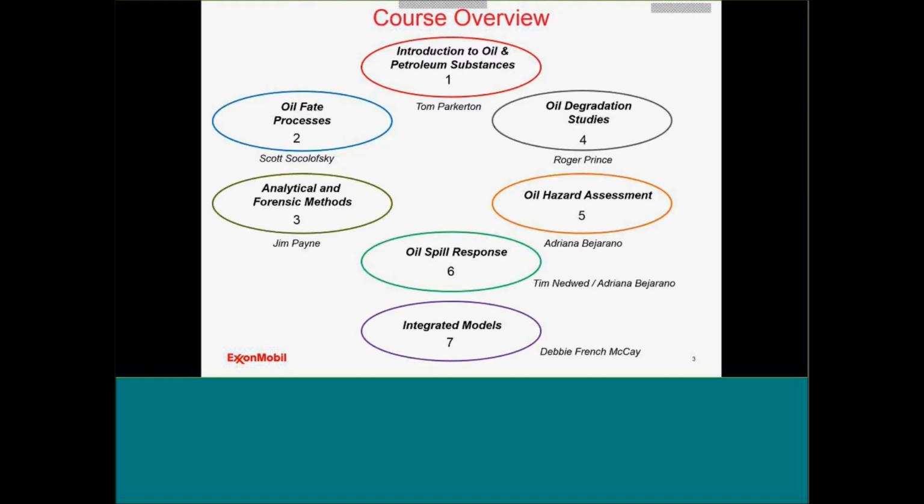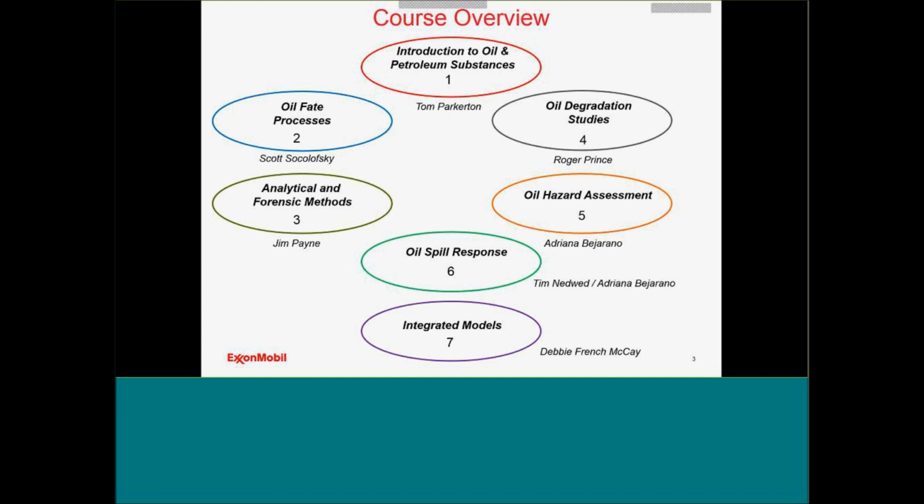So this next slide provides an overview of the different modules and lead instructors that comprised our full-day course in Orlando. And I'll quickly just walk you through these modules. The first module was intended to give a brief introduction to crude oil and petroleum substances, and that's going to be the subject of my seminar today. The second module focused on physical, chemical, and biological processes that influence the fate of oil once released to the aquatic environment, including advection, dispersion, evaporation, dissolution, and degradation.